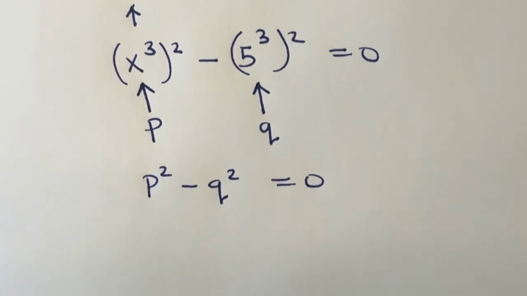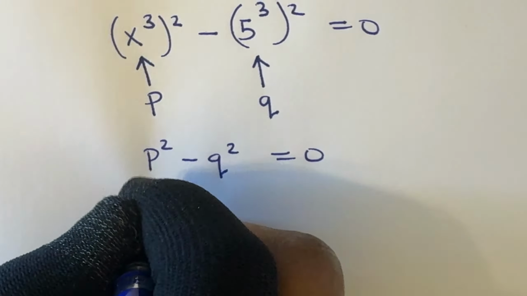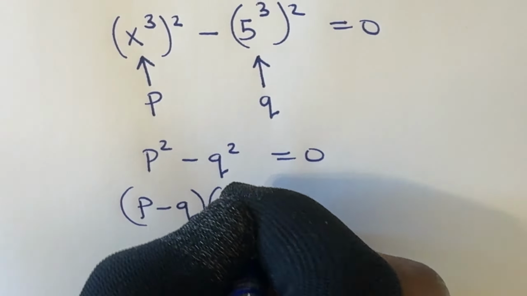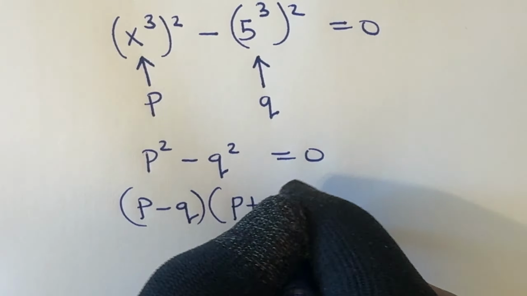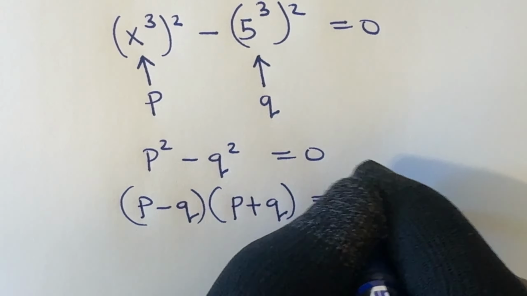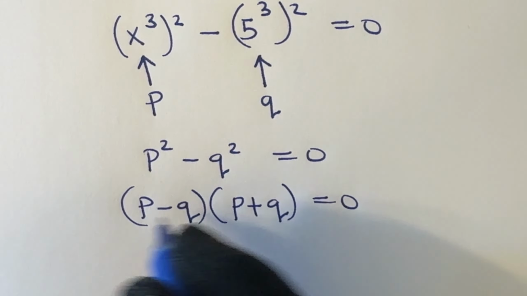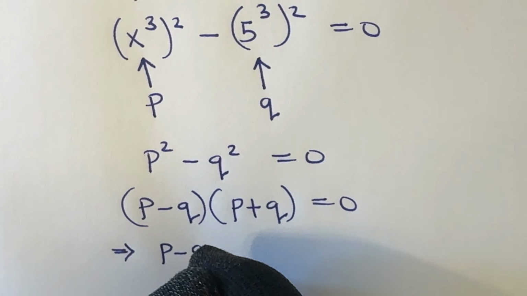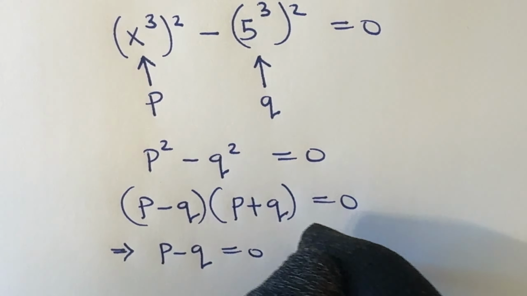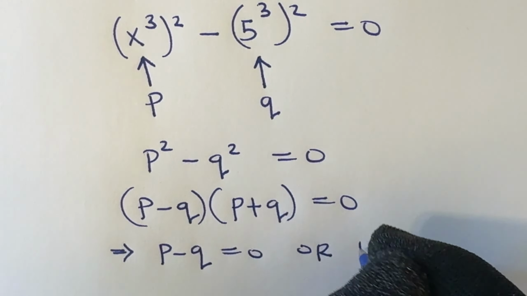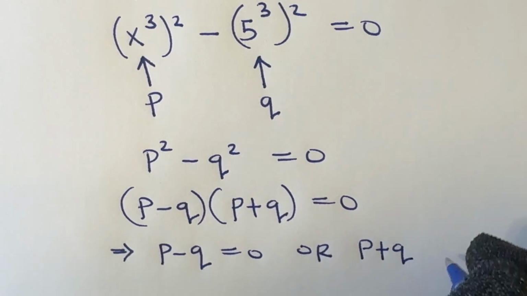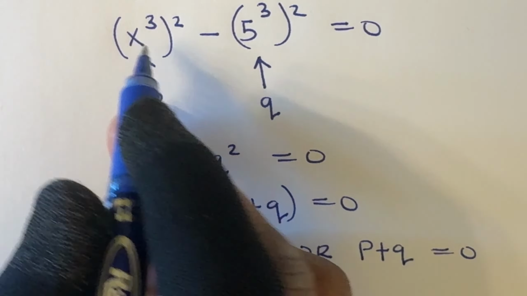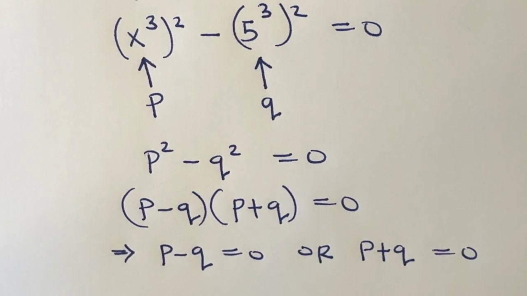And by difference of two squares, this is P minus Q times P plus Q is equal to 0. And usually this means that either P minus Q is equal to 0 or P plus Q is equal to 0. Remember, P is x raised to power 3 and Q is 5 raised to power 3.